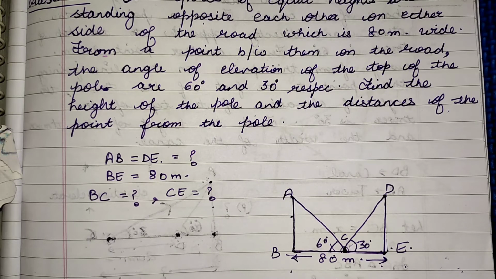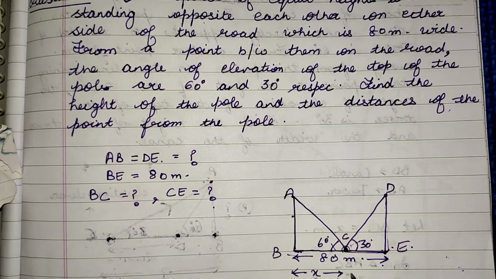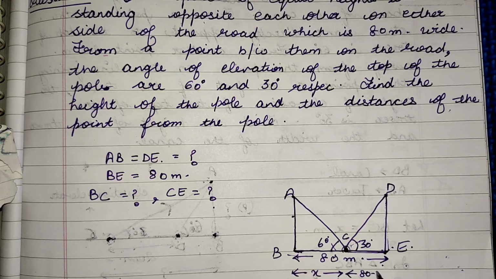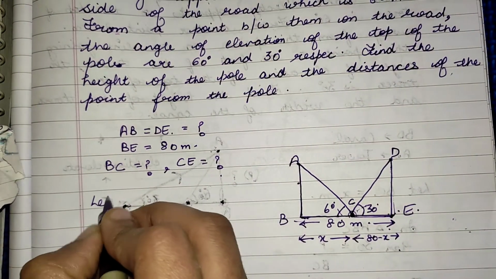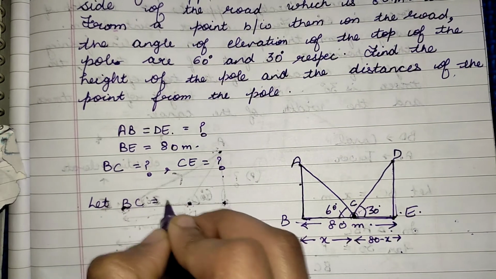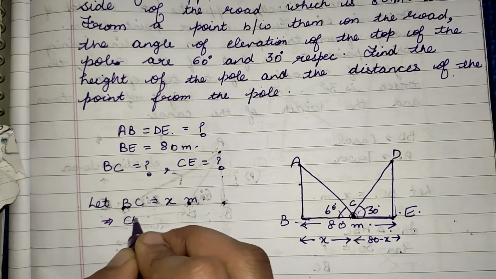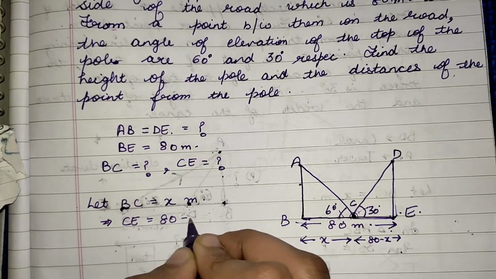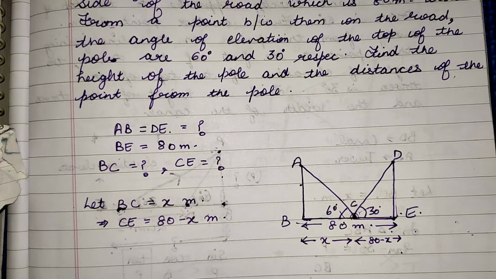Okay, so how can we find out? We can find out by using the trigonometric ratios as we did earlier in the previous questions. So let us suppose that my BC is equal to x meter. If BC is x, then CE will be equal to what? CE will be equal to 80 minus x meter.